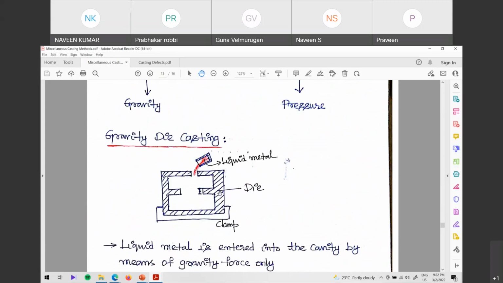So gravity die casting, what is that? You have a die, that's it, simple. Then you pour the liquid metal into this, let it solidify, disassemble it with the help of clamps, and remove the object. Again clamp it in shape, pour again, remove again. The same thing keeps going. Why is it called gravity die casting? The liquid metal takes the shape of the cavity with the help of gravity. And why is it called die? Because this is a permanent die. That's it, gravity die casting.